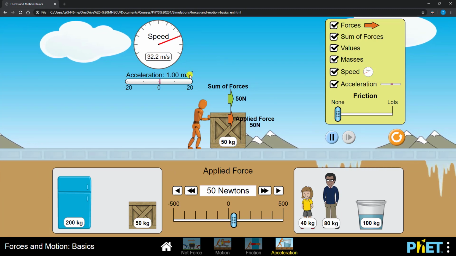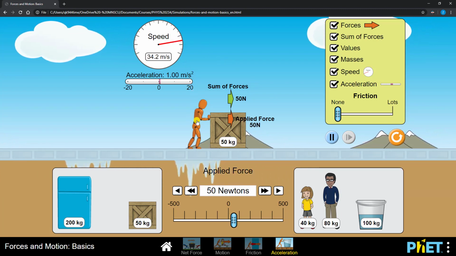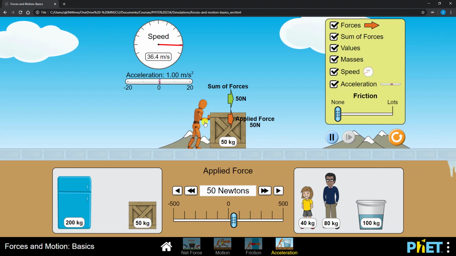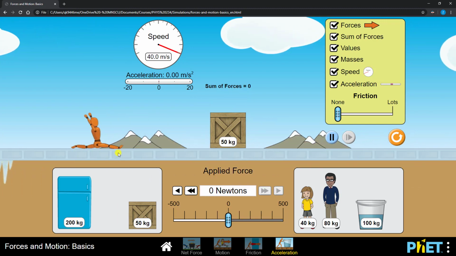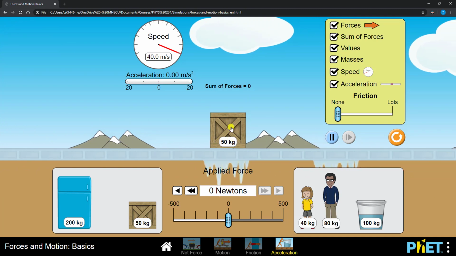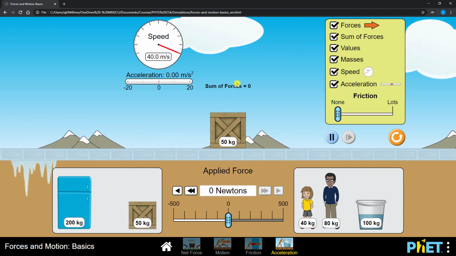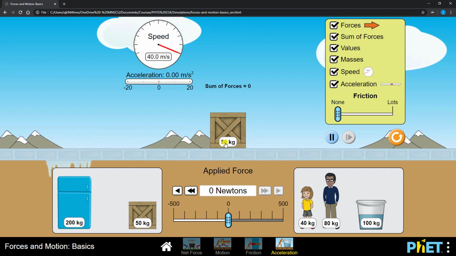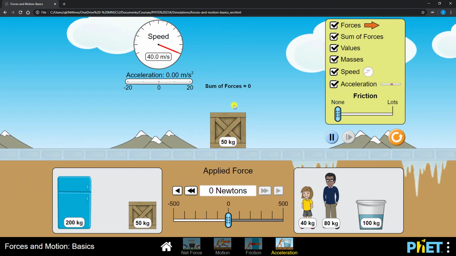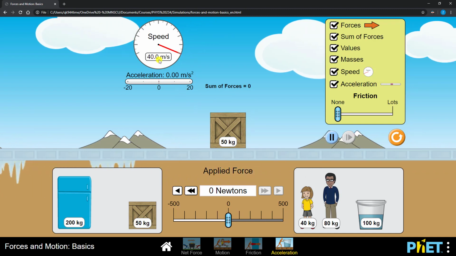Velocity keeps increasing. I think at some point our wooden figure will be unable to push anymore. Can't really keep up. Whoopsies. There. So now the force is gone, and you see that the acceleration is gone. So now we're in Newton's first law. The object in motion will stay in motion at the same exact speed.